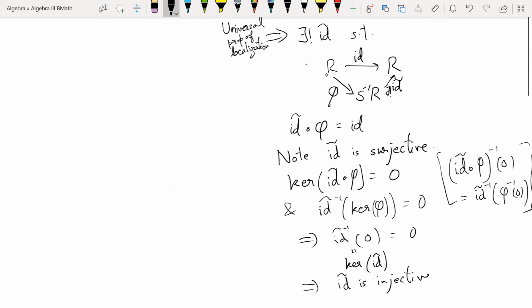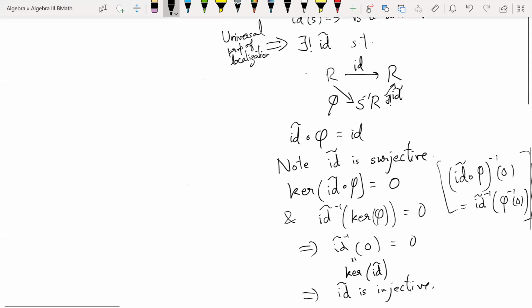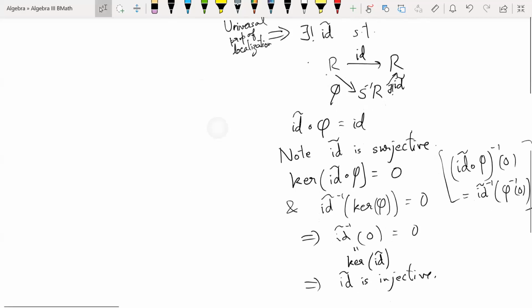Of course, you can do it using elements as well. You can say where the various elements go and try to show surjective and injective directly. So it's somewhat satisfactory. Okay, any questions?